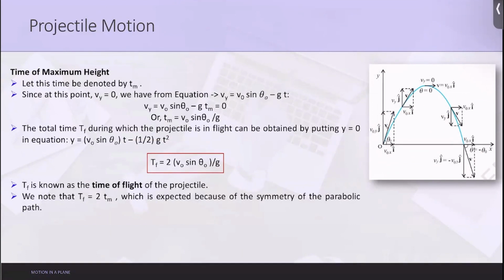Now let us understand the time of maximum height. What does time of maximum height mean? You can understand this from what is written here. The time required for the object to move from this location to the maximum height location is called the time of maximum height.